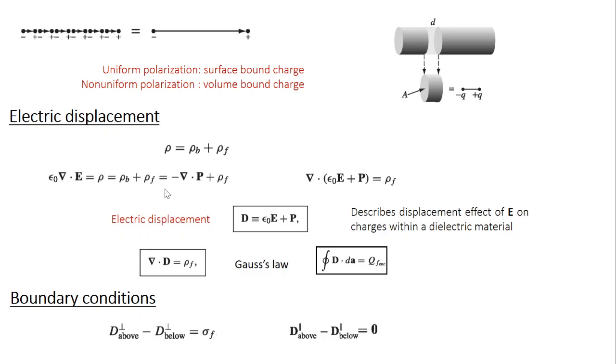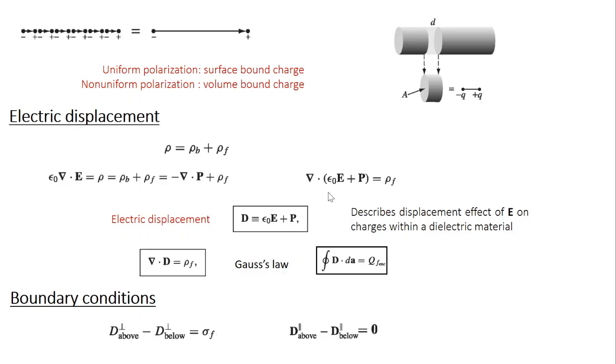Now these two terms have a divergence operator. Let's combine them together and write divergence of (epsilon naught E plus P) equal to rho f. Now this term, epsilon naught E plus P, is known as the electric displacement or the displacement field D, which describes the displacement effect of the electric field on charges within a dielectric material.